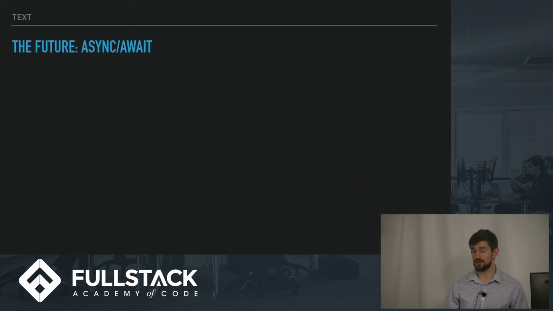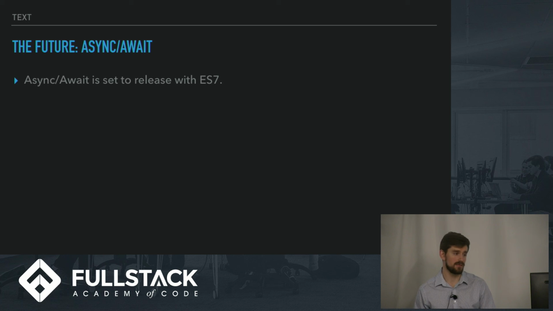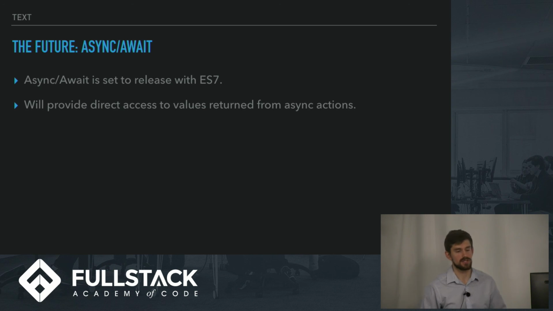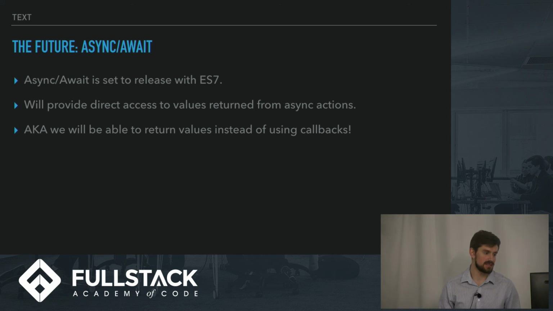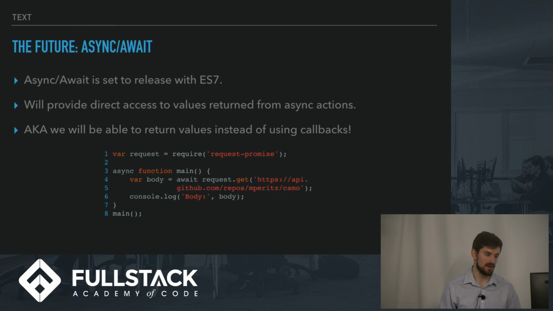So now let's move on to the future, right? We know how to handle asynchronicity with our methods now, but what's next? So the future is async await, which I'm really excited about. It's set to release with ES7, and it's really cool because it's going to give us direct access to values that are returned from async actions. So what that basically means is we can return values to the window, basically, instead of just using callbacks. And it uses this simple syntax of putting that async keyword in front of a function, and then any asynchronous action you have, you use the await keyword, and then it allows you to return things from that function.